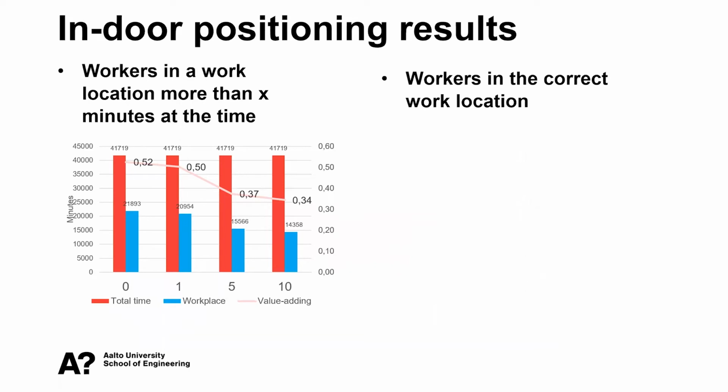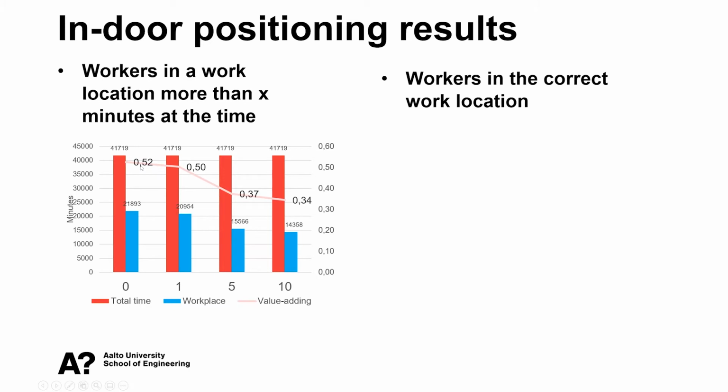So here we can calculate KPIs like how much of the time workers are actually staying in work locations, and are they just doing short visits, which indicates that there's some problem, or are they staying there for 10 minutes or longer at one time, which indicates that they may be working productively. And here are some example results of a sample project.